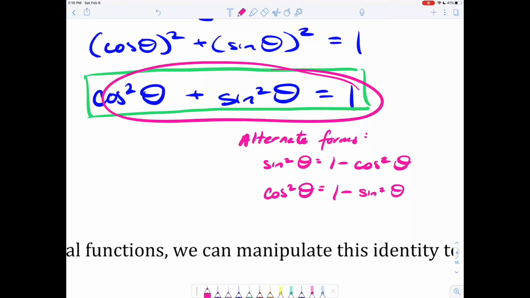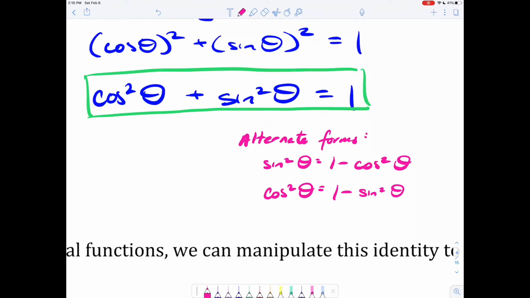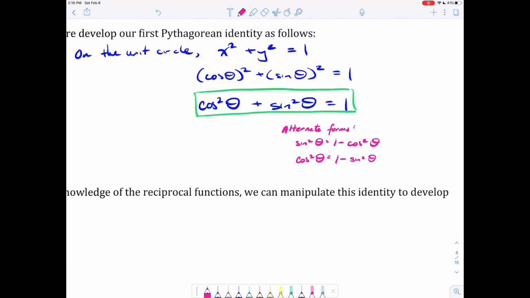That one, I believe, is on your formula sheet, so you will certainly want to have your formula sheet handy, unless you memorize these, which is also very valid. There are two other identities we can develop as a result of having this. And for those, we are going to be using our knowledge of how to convert into the secondary trig functions.